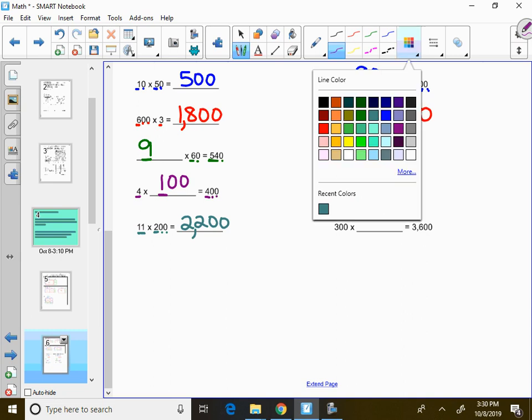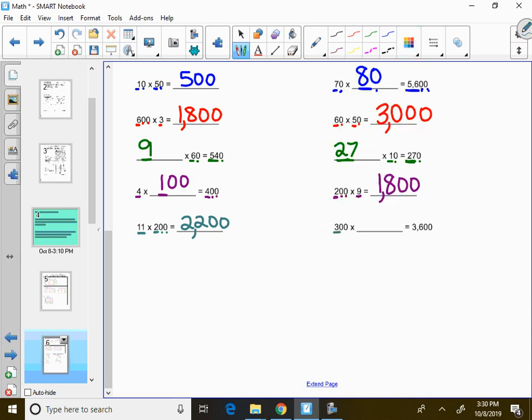And finally, our last one. 3 times something equals 36. I know 3 times 12 is 36. There's 2 on the left. There's 2 on the right. It already is balanced, so it's perfect just the way it is.